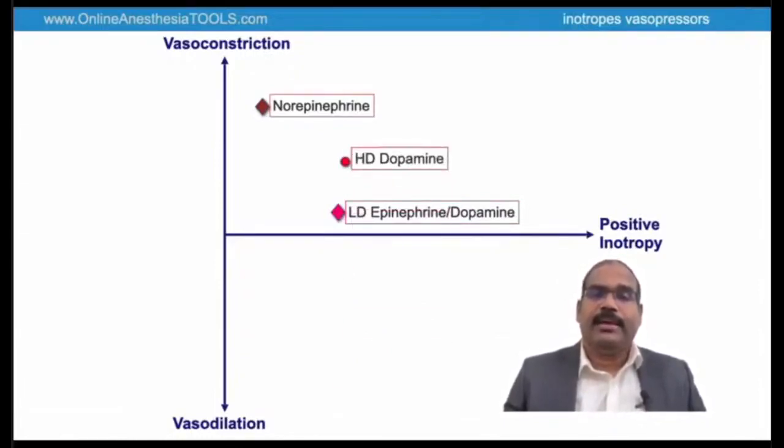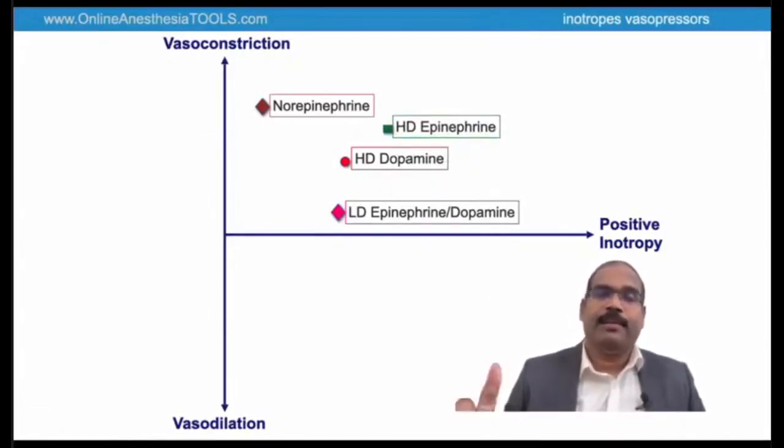When you look at the high dose dopamine, I have mentioned more of alpha adrenergic action, so the plot moves further upwards on the y-axis or vasoconstriction axis, not much forward on the inotropic axis. High dose epinephrine, more inotropy but far more vasoconstriction action.